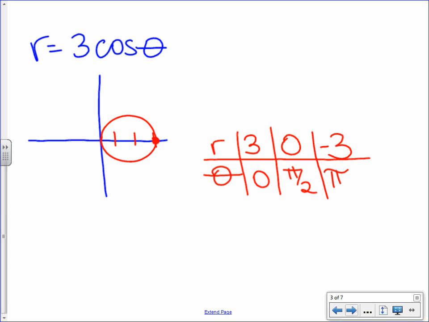How many times did we go through the pole to draw this circle? We went through it once. Alright? So we only have 1 zero at pi over 2. So what would be the max R value for this one? 3. It's really going to be whatever that A value is.